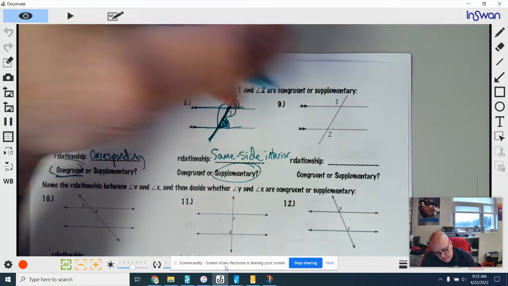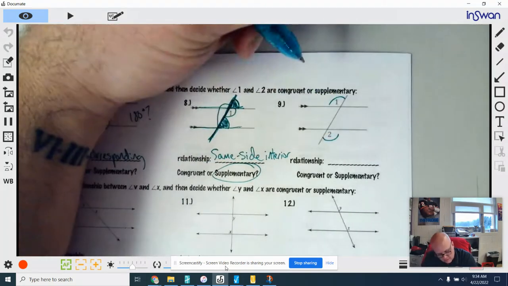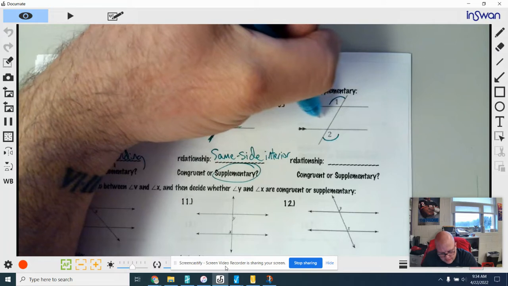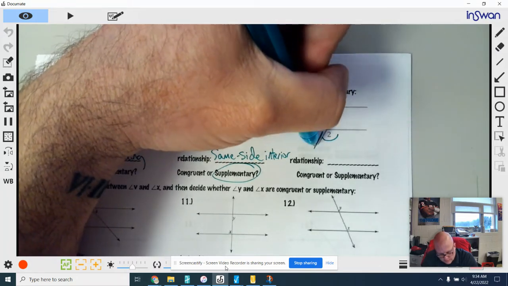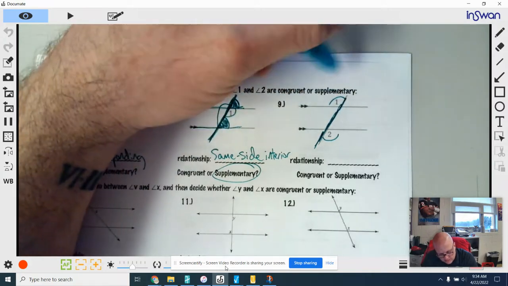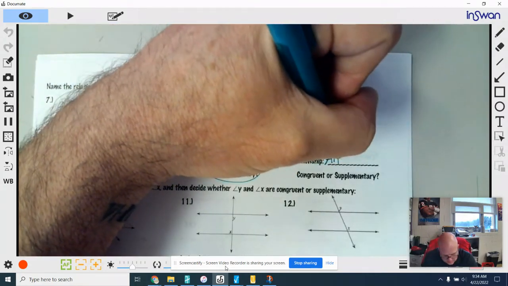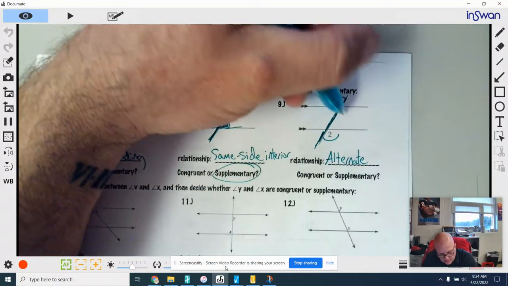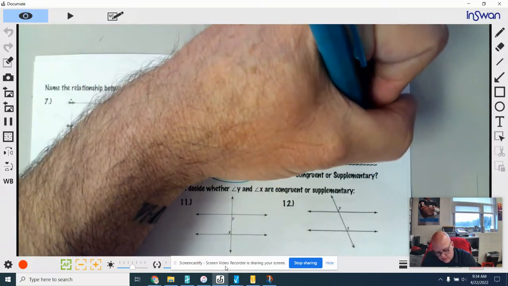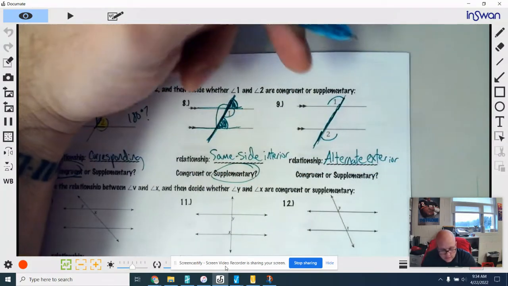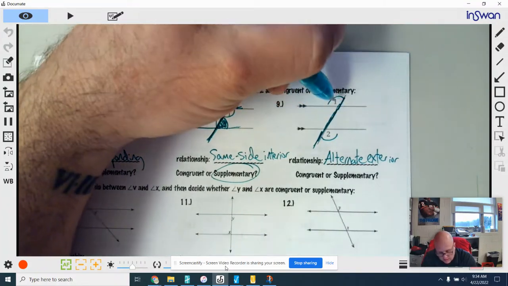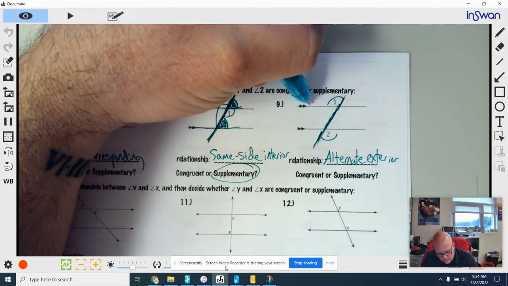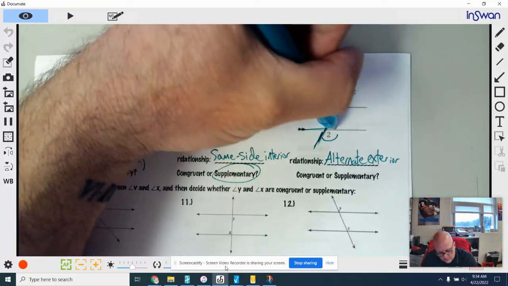Okay, number 9, angle 1, angle 2, and this one, if we look at, they're on opposite sides of this transversal. So here's my transversal. They're on opposite sides, so we call this alternate, because they're on the opposite sides, they're alternating on the sides. And we are also going to say exterior. They're alternate exterior angles because, again, they are on opposite sides and they are on the exterior of the two parallel lines. So here's your parallel line, it's on the outside. Here's your parallel line on the outside.